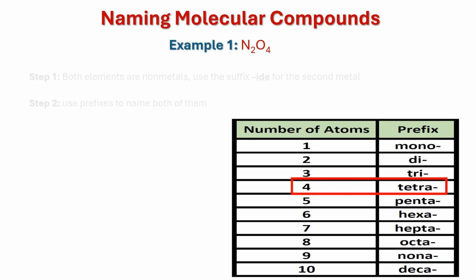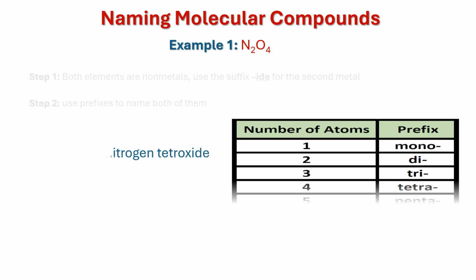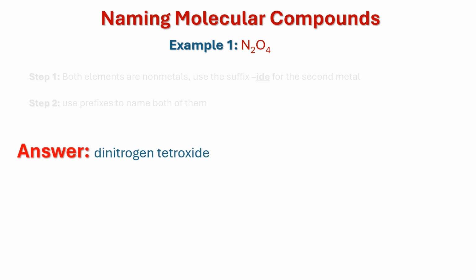So therefore, the name for this compound here is dinitrogen tetroxide. Nitrogen keeps its name, but we use a prefix for it because we have two of them. We say dinitrogen. Oxygen, we have four oxygen, we say tetroxide.